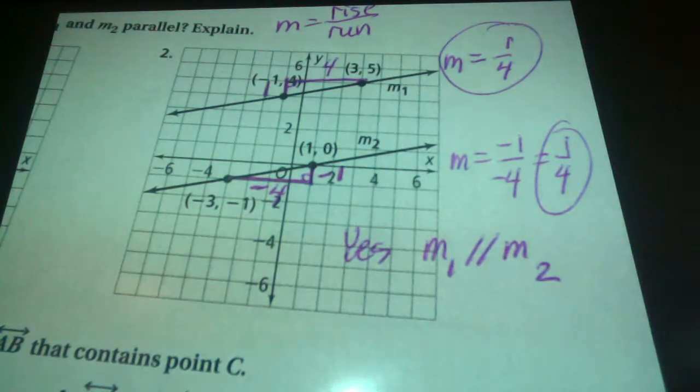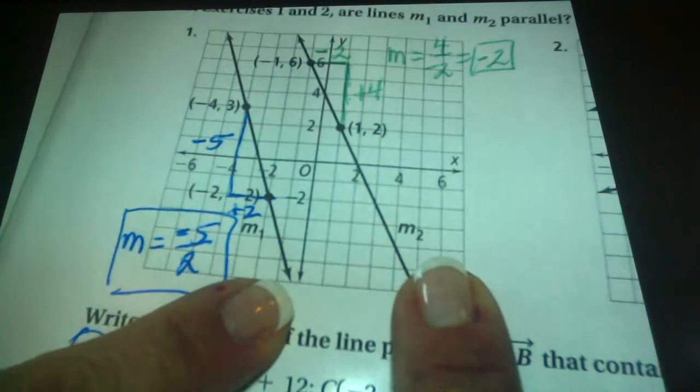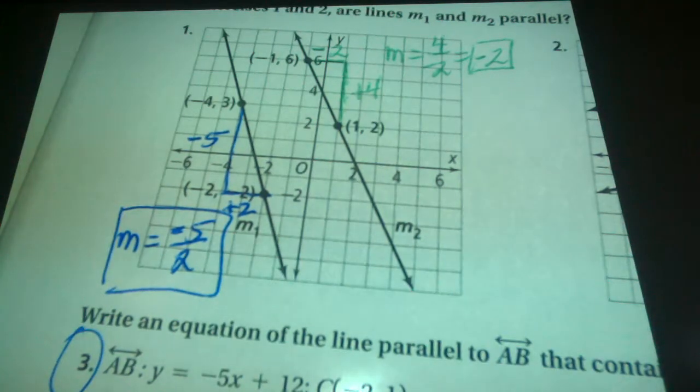All right, so what'd you get, yes or no? No. Visually, you'll all agree that it's not, correct? But you have to have the work to support it because this is wider here than this is here. So visually, they don't look parallel. You got to double check it.